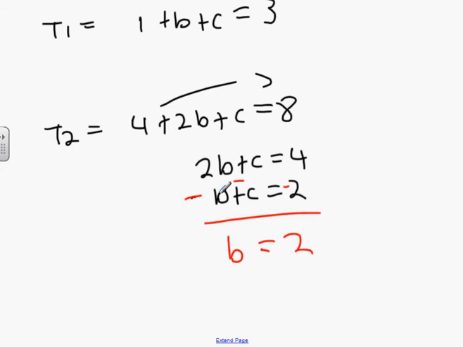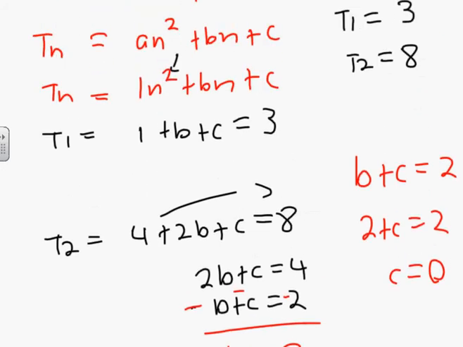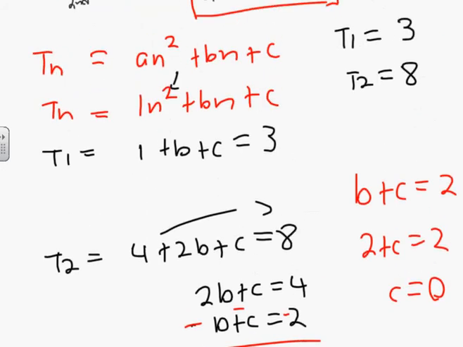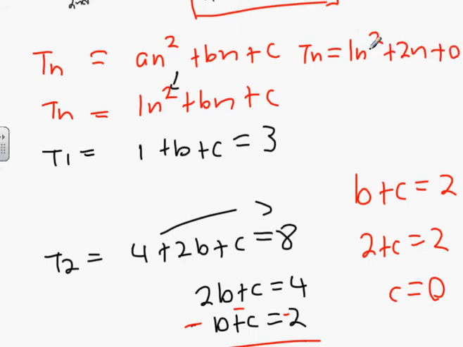And then substitute back in. We know that b plus c equals 2. 2 plus c equals 2. C therefore equals 0. Go back to the top and fill out your equation. It's going to be Tn is 1n squared, yeah, plus 2n plus nothing.